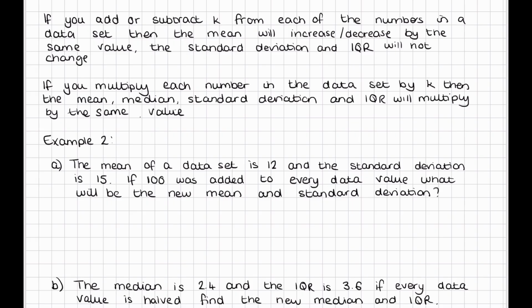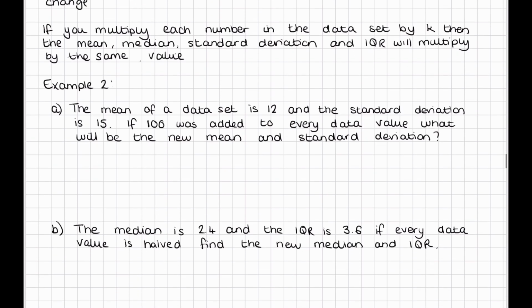So if we added 1 to every number, the spread of data from the smallest to largest stays the same. Therefore, standard deviation, interquartile range, variance would not change. But if we multiplied each number in the dataset by a certain value, then the mean, median, standard deviation, interquartile range will also multiply by that same value. So just quick examples to work those out.